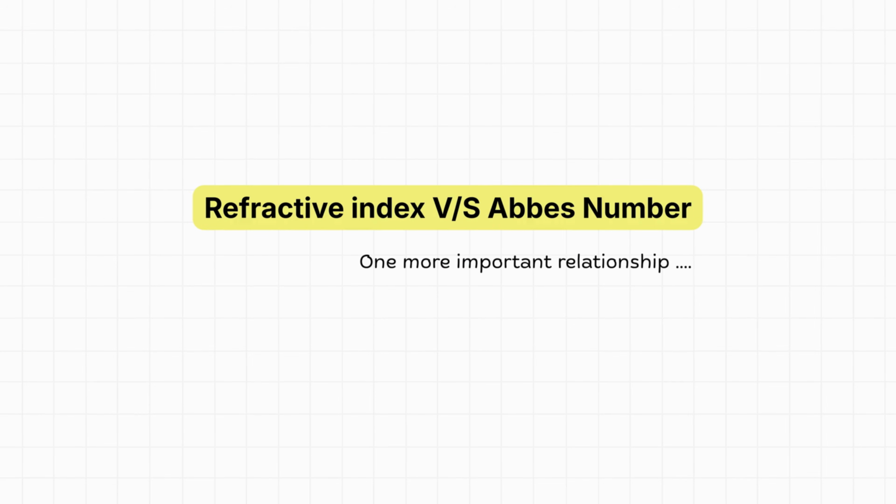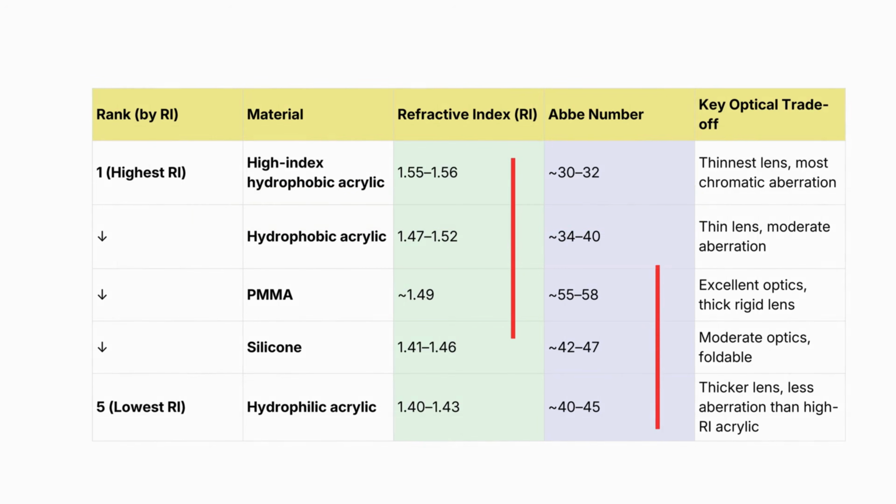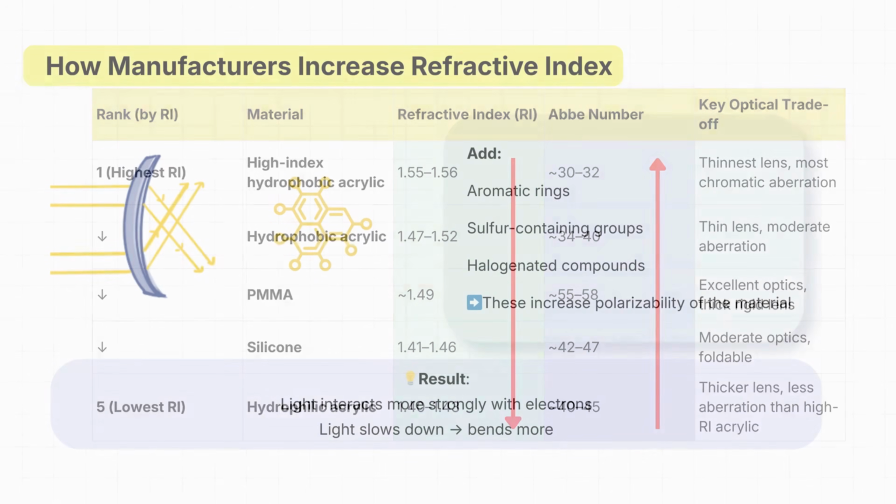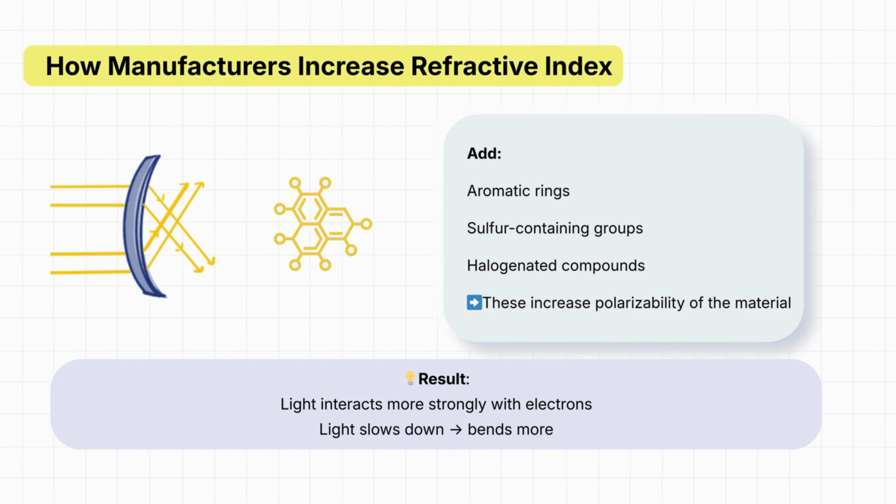Let us now understand the relationship between the refractive index and the Abbe's number, which is a very important concept in IOL optics. There is an inverse relationship between the refractive index and the Abbe's number. To increase the refractive index of an intraocular lens material, manufacturers often modify the polymer structure by adding aromatic rings, sulfur containing groups, or halogenated compounds. These additions increase the material's ability to interact with light.